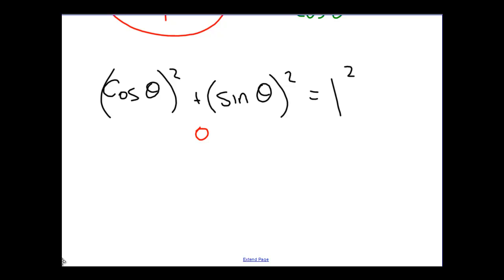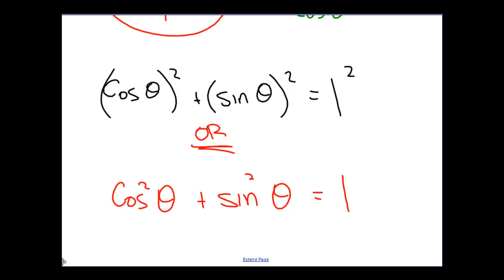However, all these parentheses make things a little bit confusing, so I need to introduce you to a very important notation that we will be using in this chapter, and pretty much you'll be using for the rest of your trigonometric lives. Instead of writing parentheses cosine theta squared, we're going to write cosine squared of theta plus sine squared of theta, and that will equal 1. So we write the squared after the cosine or the sine.